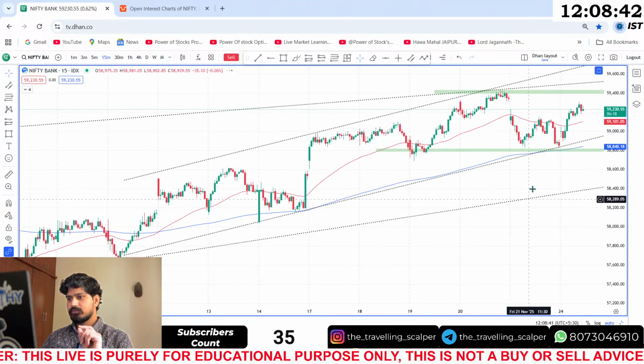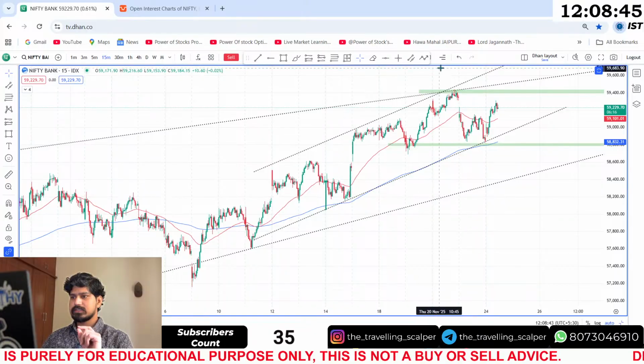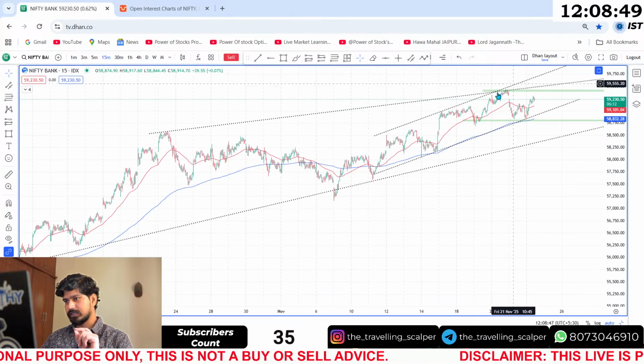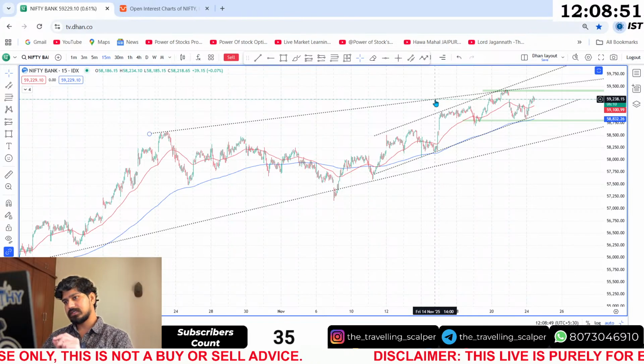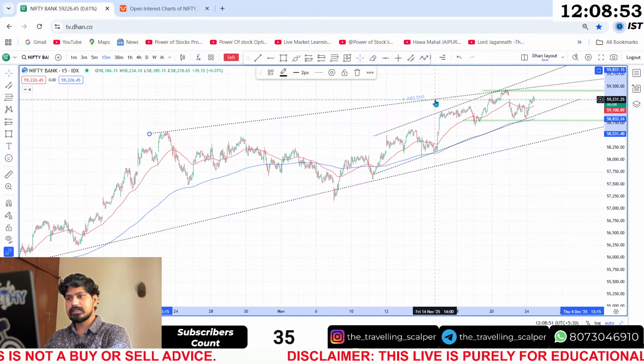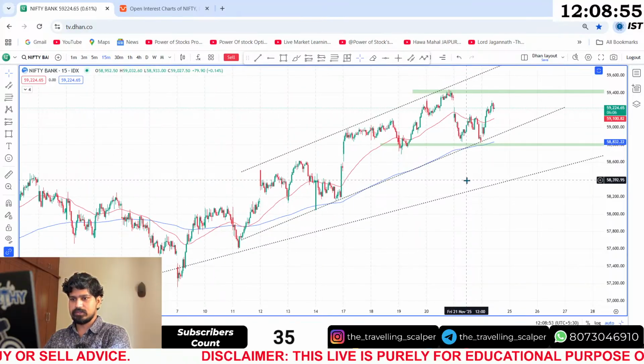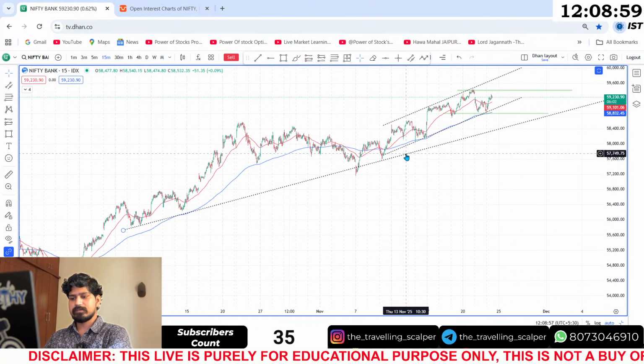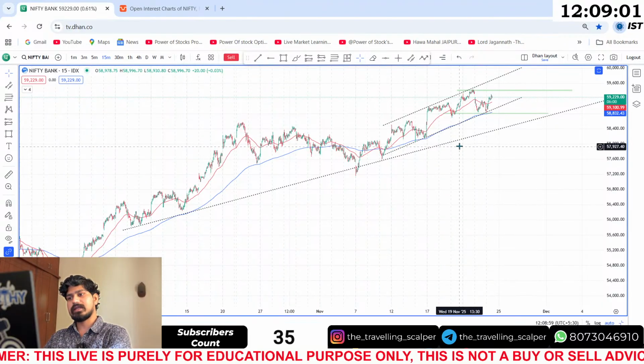In the 15 minutes time frame, this is an important channel, so I'll try to remove this trend line. Both are getting connected at the same place. I don't think this is necessary right now. It will cause unnecessary confusion for us, so I'll just remove this. I'll remove this also because this is valid in the larger time frame. When we come to the 15 minutes time frame, this is not valid as of now.